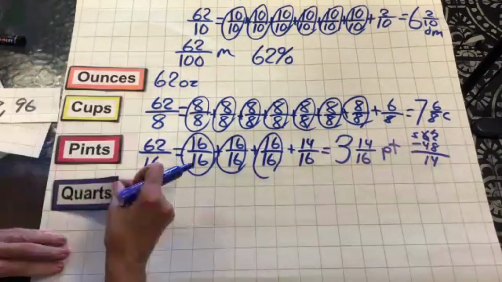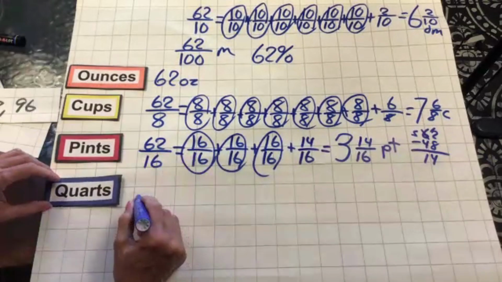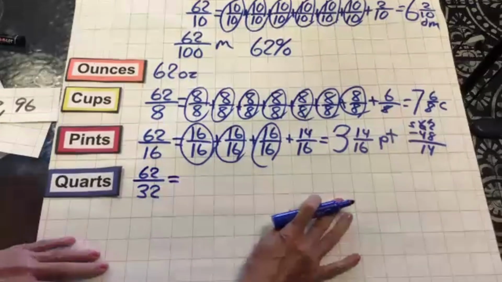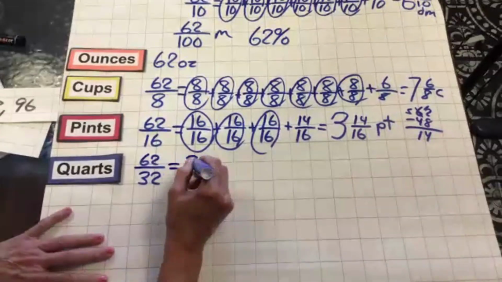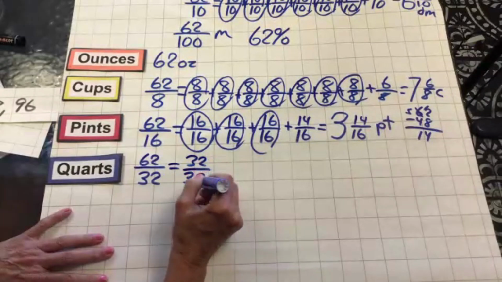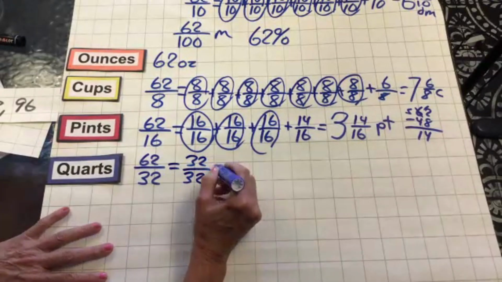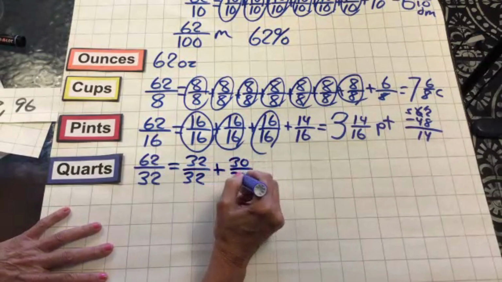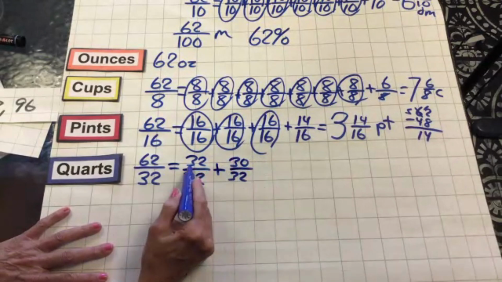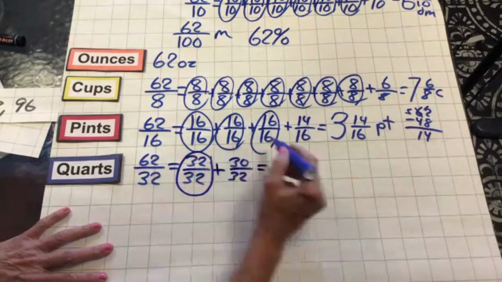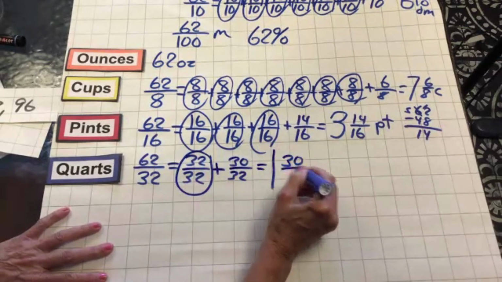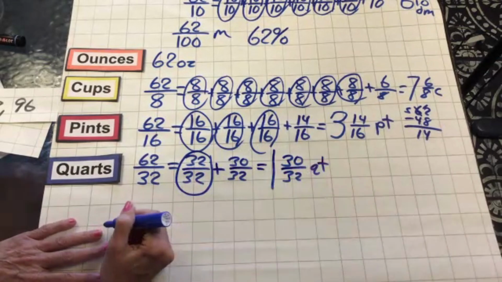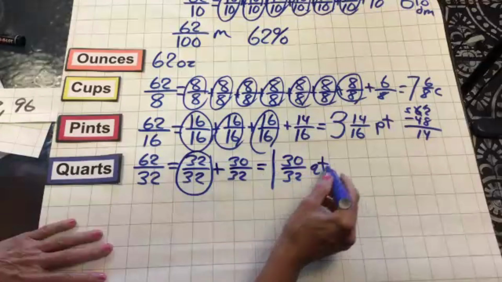All right, let's go for quarts. We know it takes 32 ounces to make a quart. We got 62 ounces, so we're going to break that apart to figure out how many quarts we can get. So we have 32 over 32, and then we have plus 30, because 32 plus 30 equals 62. So we can get 1 whole quart and 30 out of 32 ounces to make another quart. So we have 1 and 30/32ths of a quart.